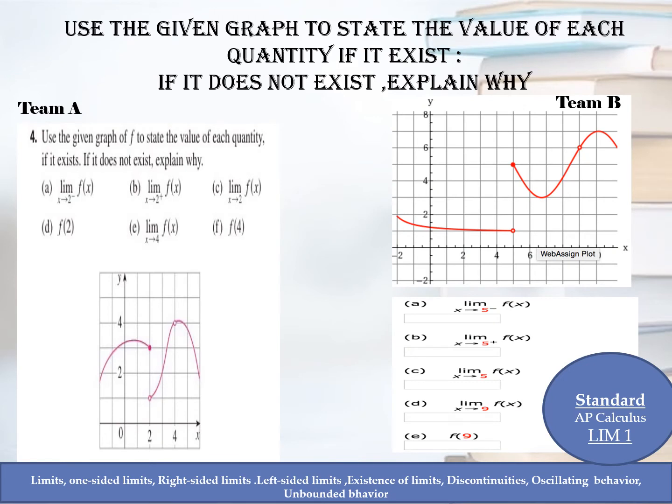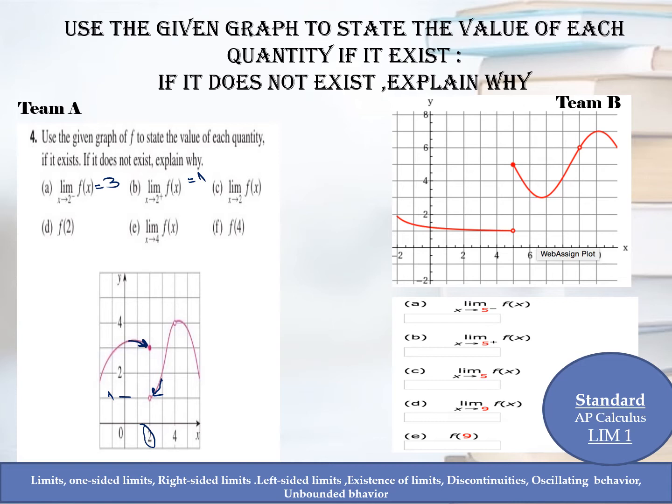So here are the graphs. Limit x approaches 2 from the left side. So look at this, 2 from the left side. This is the point, that is equal to 3. 2 from the right side. So this is the line coming towards the 2 from the right side. So the answer is equal to 1.